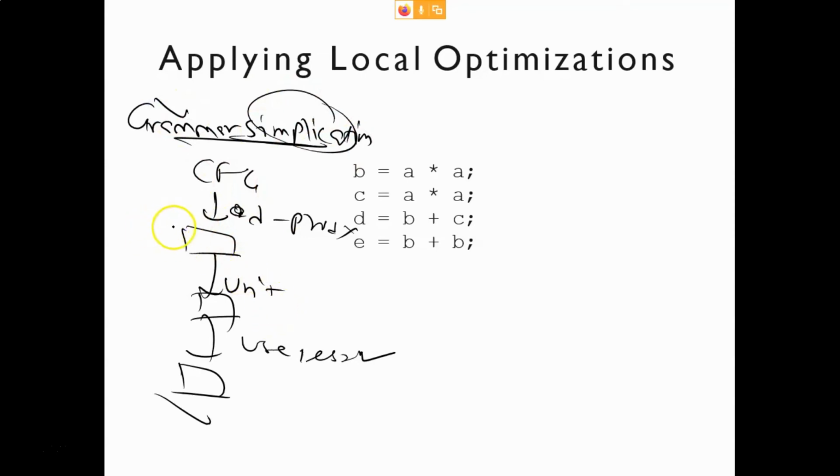Here you can see there is a procedure, and you should apply it in this order. First you should do null production elimination. After this you should do unit production elimination. After this you should do useless symbol and useless production elimination. In this order you should do it.